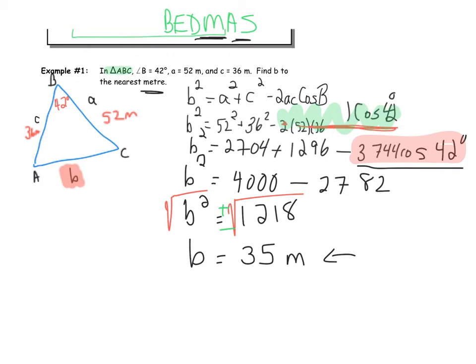So there we go. That is how you find a side length using the law of cosines. Next, what we're going to do instead is solve for an unknown angle, and you're going to see that that's a little bit more involved, but I think you'll manage it just fine.